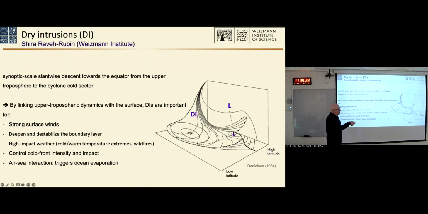So this is a phenomenon where air descends from very high altitude, close to the tropopause, and in a few days it goes down to the surface. It's a synoptic scale phenomenon, and by linking this upper tropospheric dynamics with the surface, Shira believes that these dry intrusions are important and can explain a lot of extreme weather events such as strong surface winds, changes in the boundary layer stability, high impact weather such as fires, heat spells, etc.